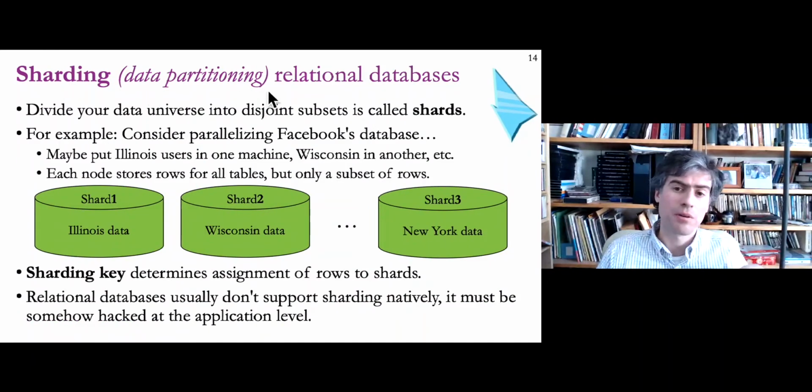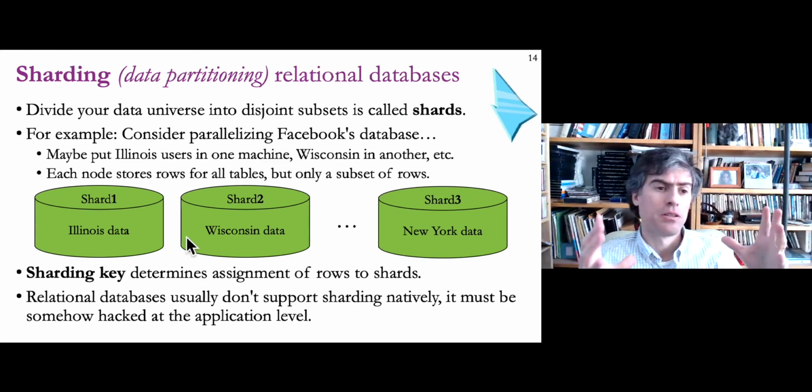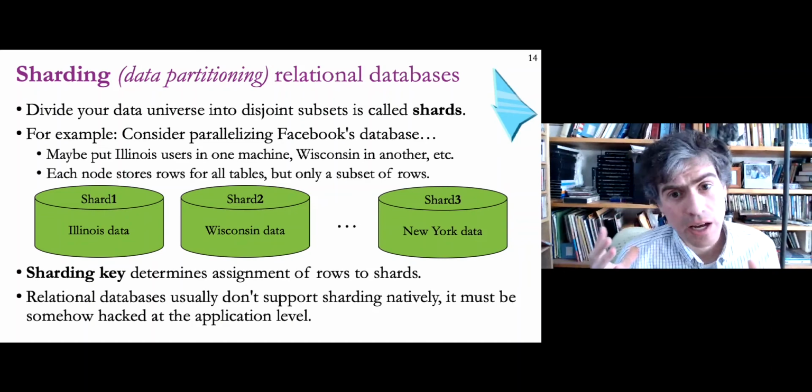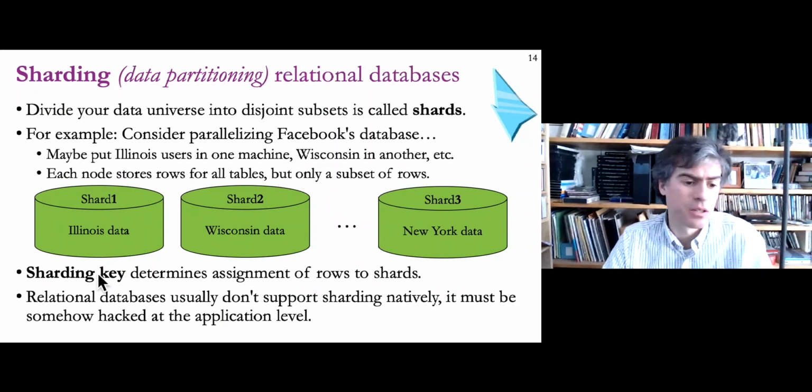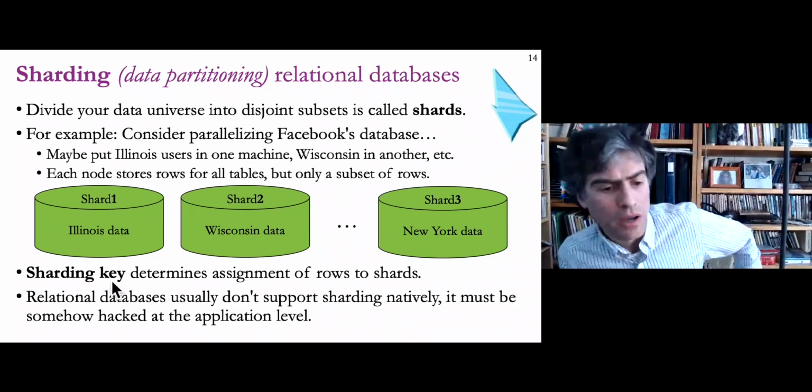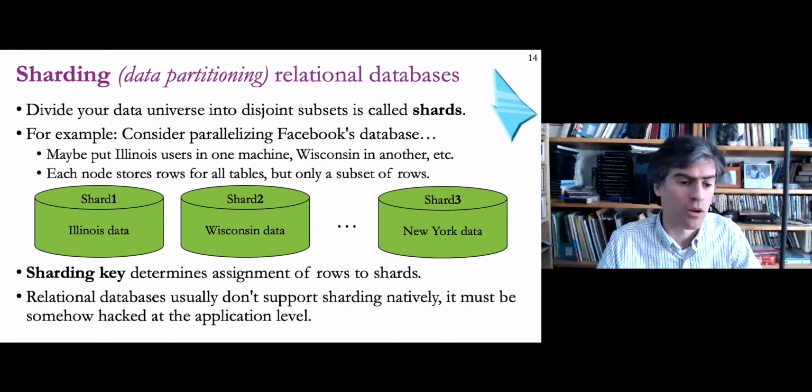So another term for data partitioning in relational databases is called sharding. And again, this is what Facebook does to parallelize their big data set. So an example of this might be that if we're talking about Facebook, users are in different geographic regions. So perhaps we use the geography as a sharding key, which is like the data item that determines how you're assigned to a shard, which is to say a partition.